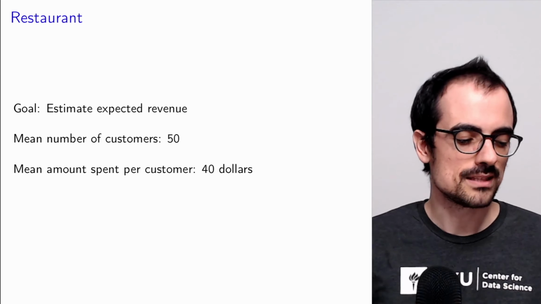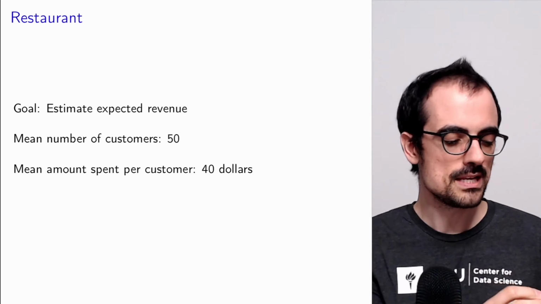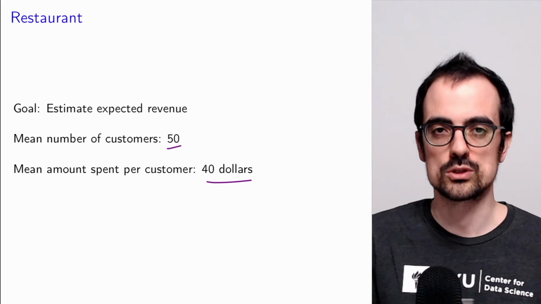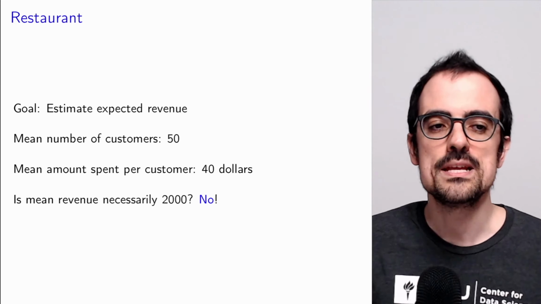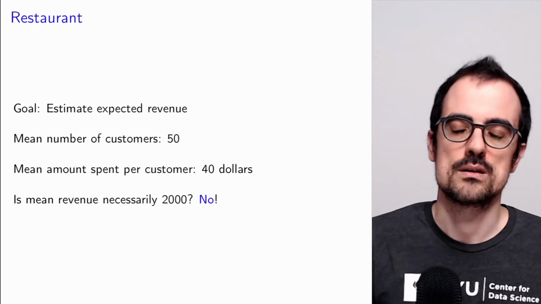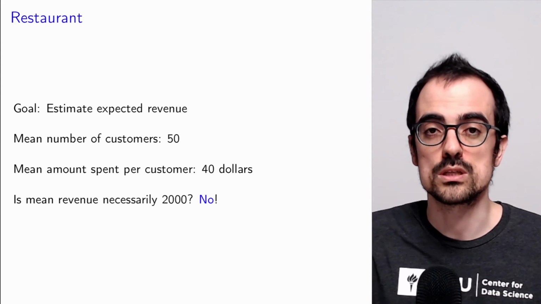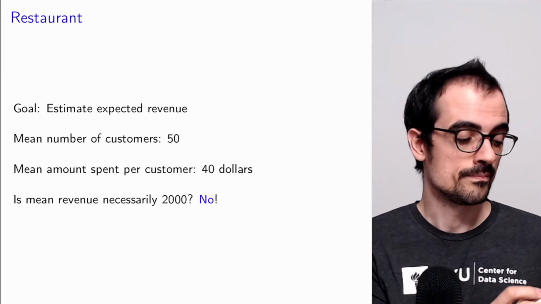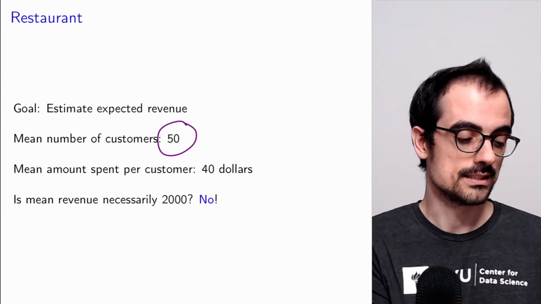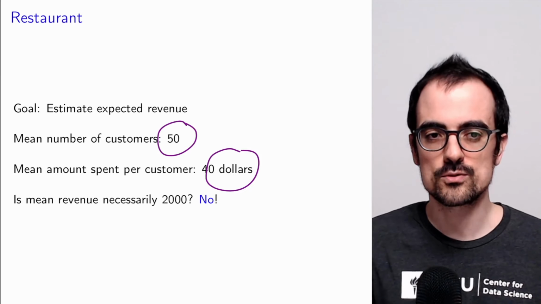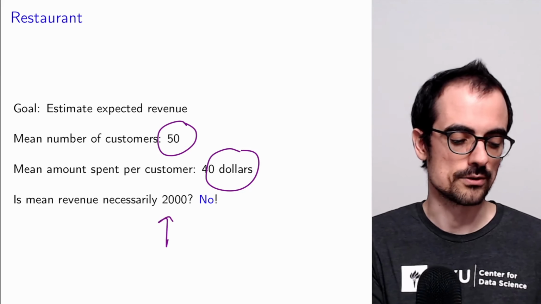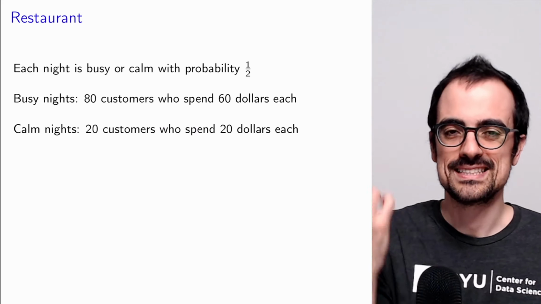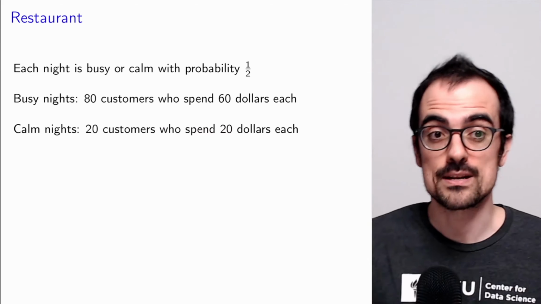We're trying to estimate the expected revenue at a certain restaurant, and the mean number of customers is 50, and the mean amount spent by the customers is $40. Does this necessarily mean that the mean revenue, the mean amount of money that the restaurant makes, is $2,000? No. Let's take a look at a simple example where the mean number of customers is 50 and the mean amount of dollars spent per customer is 40, but the revenue is not 2,000. This happens because there are dependencies between the money spent by each customer and the number of customers.